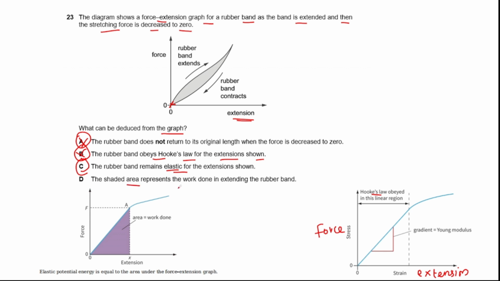And the shaded area represents the work done in extending the rubber band. So always the area is representing the work done. So as it is extending, this would be the work done. So that's a correct statement. So the option C is the answer for this question.